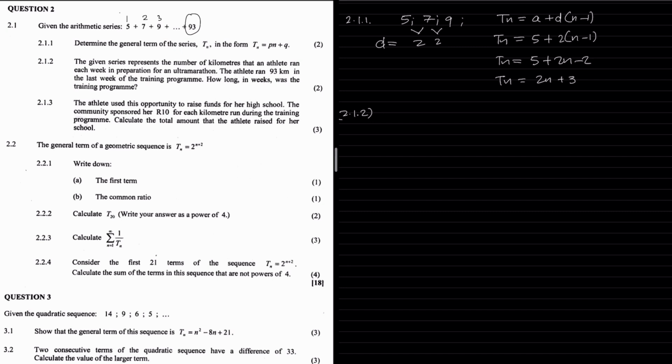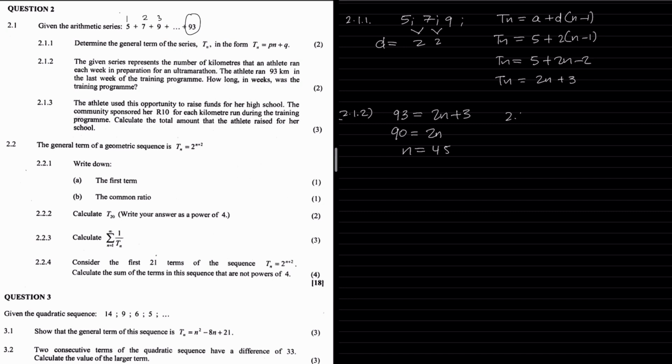So in other words, we want to solve for 93. We want to solve for n. So we'll say that 93 is equal to 2n plus 3. Then 90 is equal to 2n. N is equal to 45. So there's been 45 weeks that the athlete has been training for.